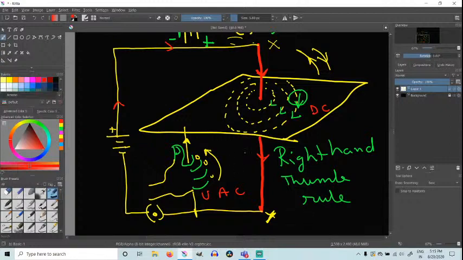Got it? So we remember the right hand thumb rule. The right hand thumb rule says that I imagine myself holding a current carrying conductor in my hand such that my thumb is pointing in the direction of the electric current. Then the direction in which my fingers are curling will give us the direction of the magnetic field lines.